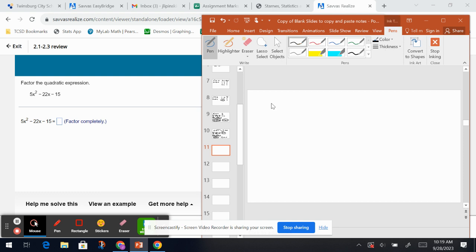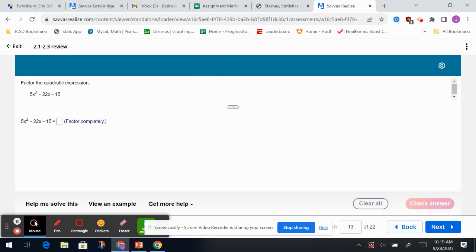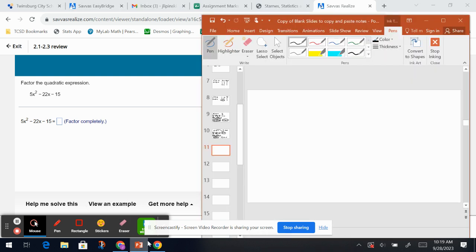Okay, so I've got 5x squared, a little bit different numbers here, so make sure that we are following along. So I've got 5x squared minus 22x minus 15. And again, unfortunately, your numbers might be different, but that's okay. It's about you getting the process here. So I'm going to multiply A times C. 5 times -15 is -75. So now I'm looking for two numbers that multiply to -75 and add to -22.